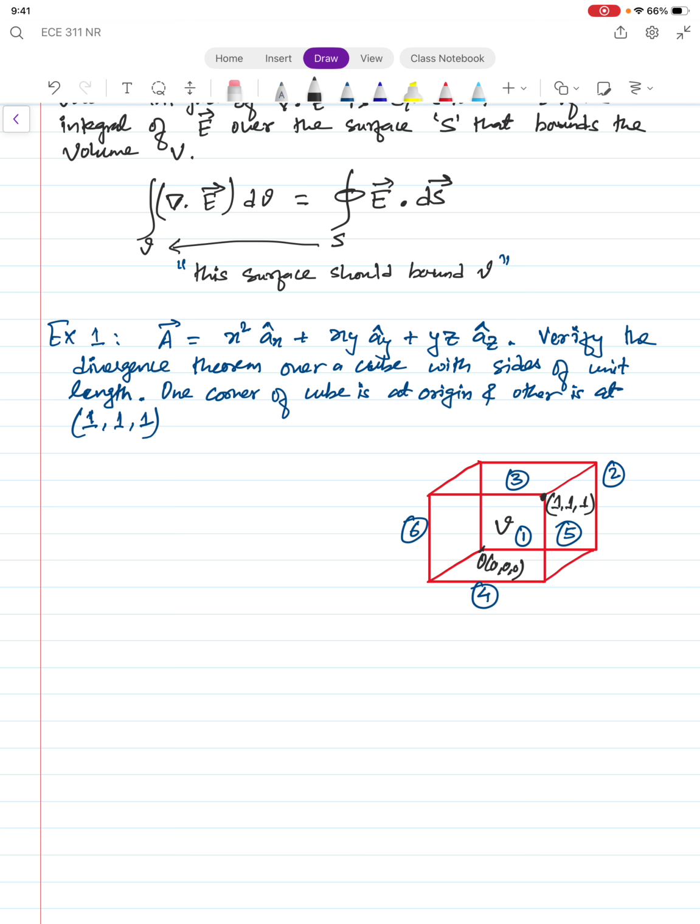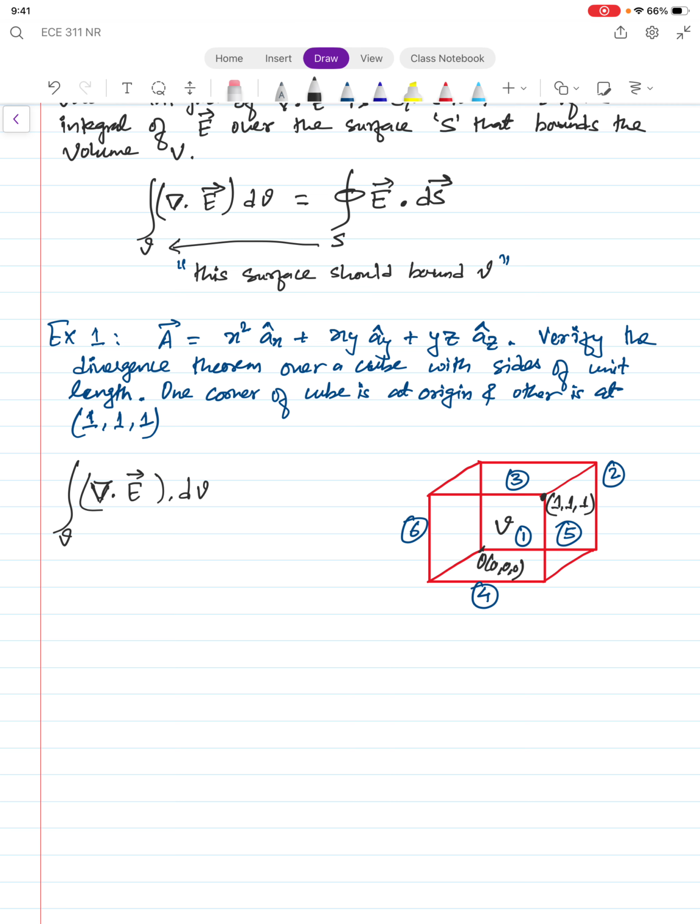Okay, let me give some hints. You can calculate del dot E, the divergence of E, and you can of course take the volume integral with respect to dv. Okay, that is fine.